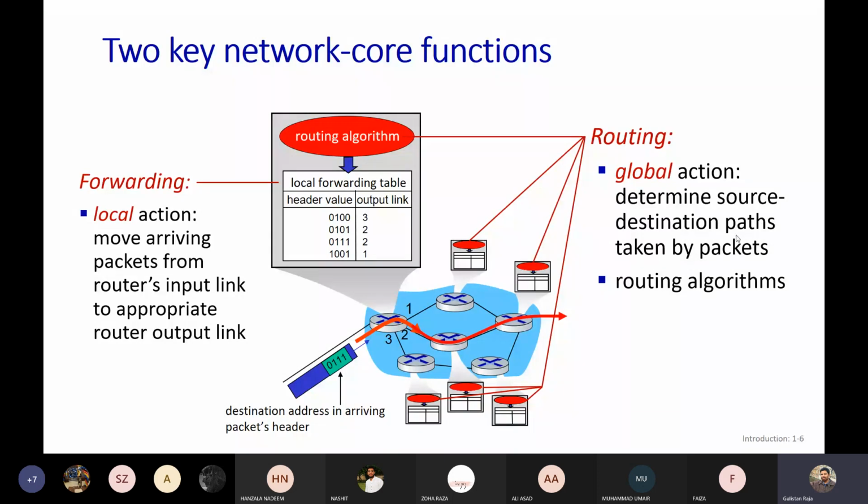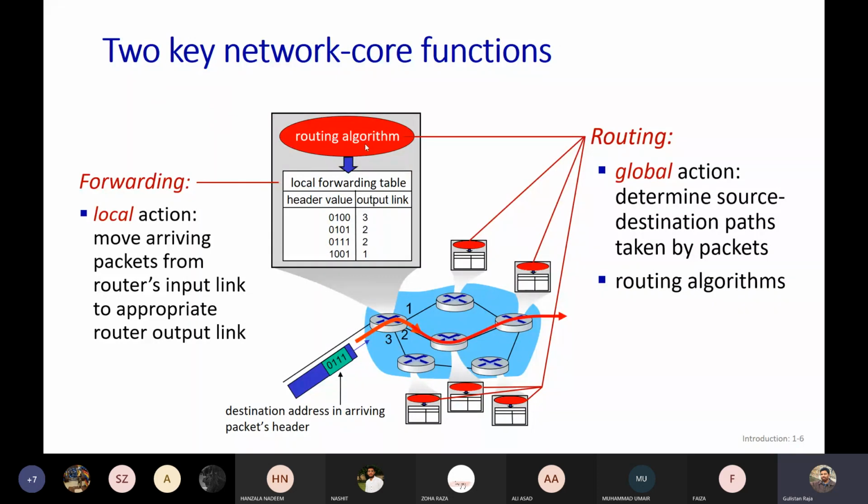Look at this header value. This is, let's say, an output link. If this is a destination, this is the output link. So the job of the routing algorithm is to determine the source to destination paths taken by packets, and they are then placed in forwarding tables, right? This is what happens, and it is quite a hectic job that takes a lot of processing.